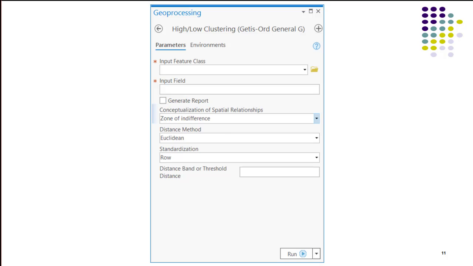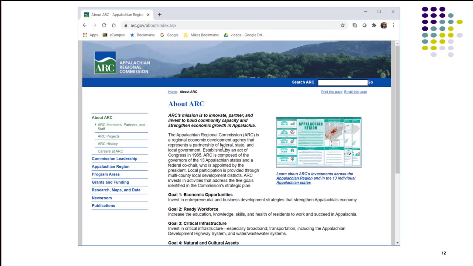All right, so once we know the inputs, the field we're going to use, zone of indifference, which we just talked about, we usually use this row standardization. The row standardization is for polygons. So our standardization for rows is the choice we would want to use for polygons. Less important if you have points or lines, but row standardization should be used for your polygons. And I'll also show you and explain that in a second in the demonstration.